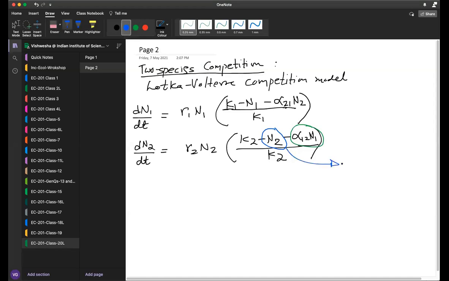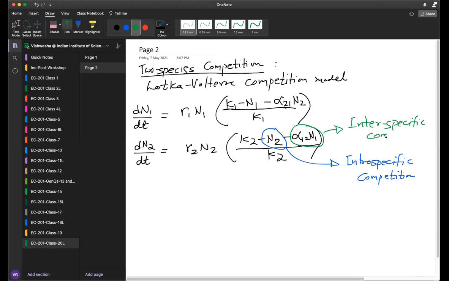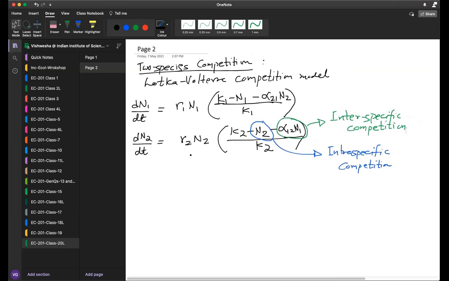So this is, whereas this is interspecific competition. Okay, so just let us think about this intuitively.